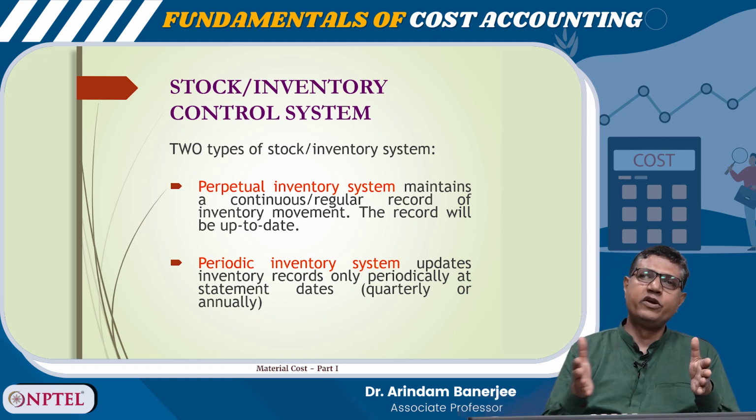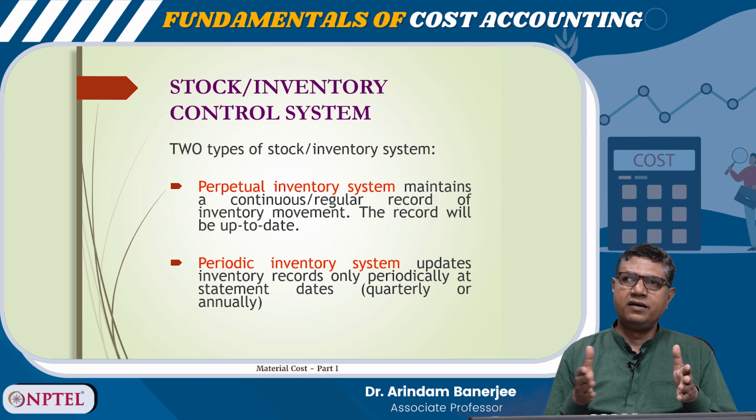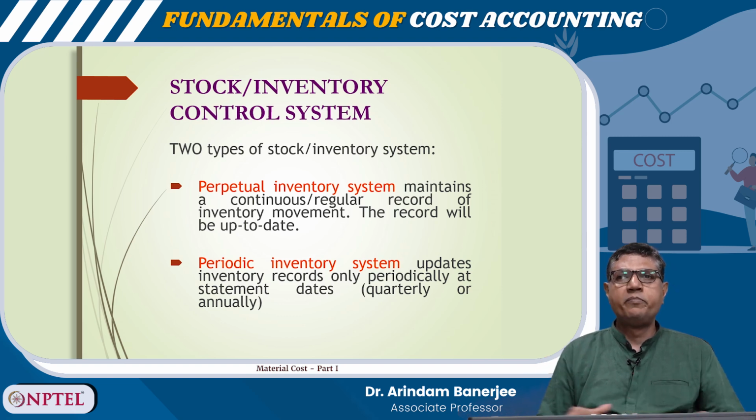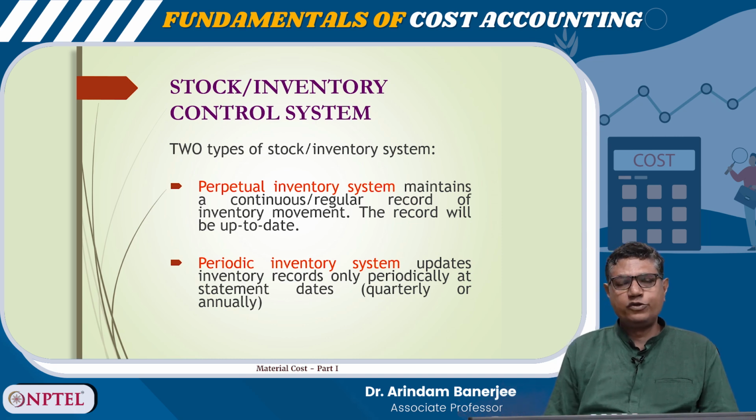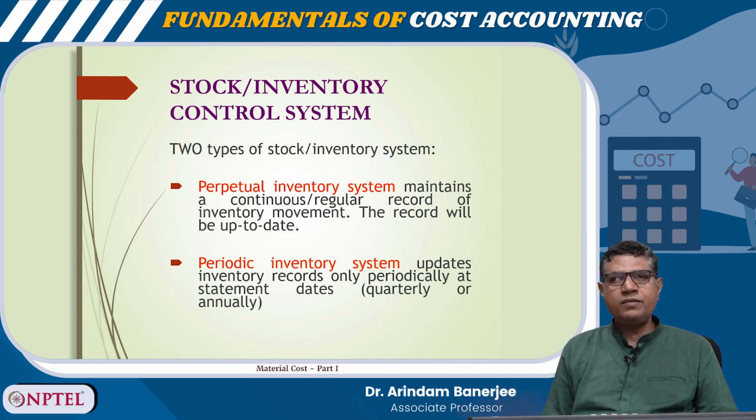So, it is periodical, it can be done quarterly or annually, right. Many of the companies actually follow both the methods sometimes, right. For some products they follow the perpetual inventory system, for some products they follow the periodic inventory system. Okay.